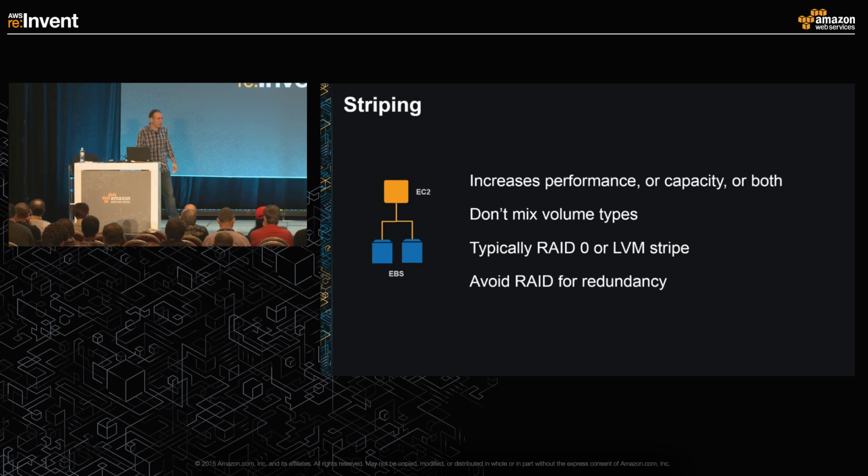The other important thing to remember is that when you're striping volumes together, you don't want to mix volume types. You don't want to create a RAID set with 6 magnetic volumes and 3 GP2 volumes. You're probably not going to get the performance you're expecting out of that. Your performance is going to look more like the magnetic volume than it does the GP2 volume.